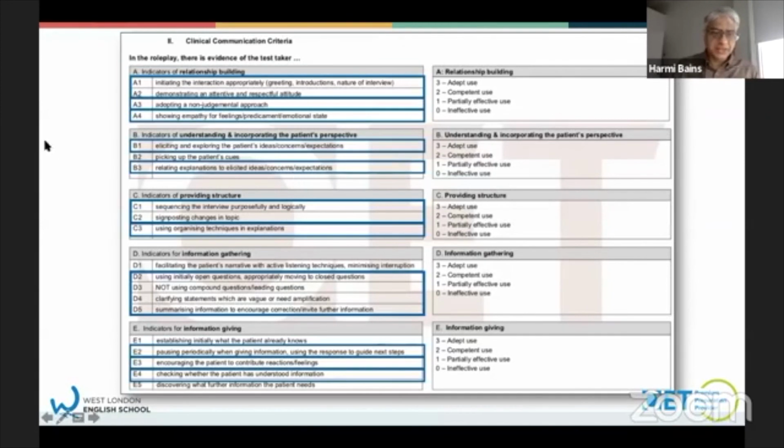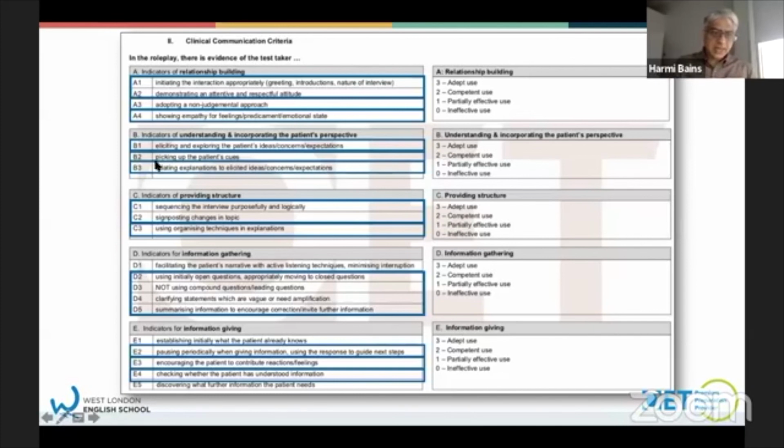But one thing missing, adopting a non-judgmental approach. I think the nurse did that. Don't put your own views or your own opinions into this. Don't be judgmental. And I think the student did that. She remained completely unbiased and objective. So relationship building was pretty good.